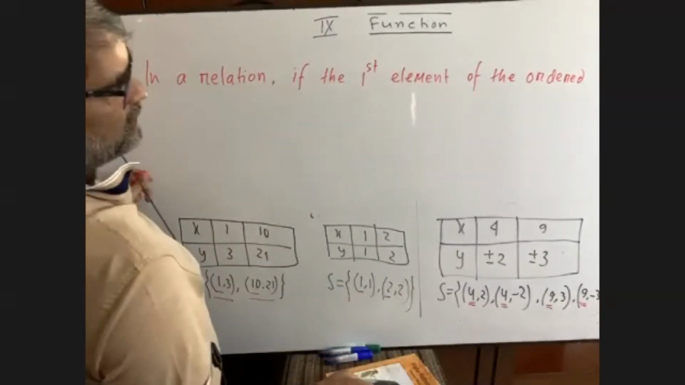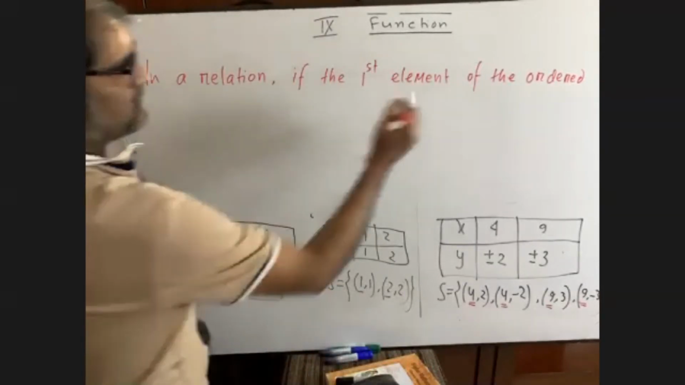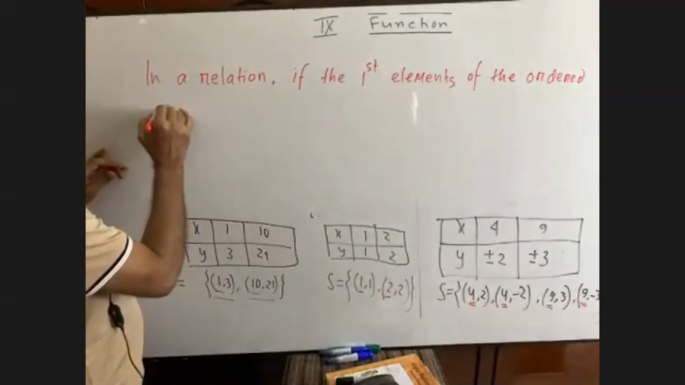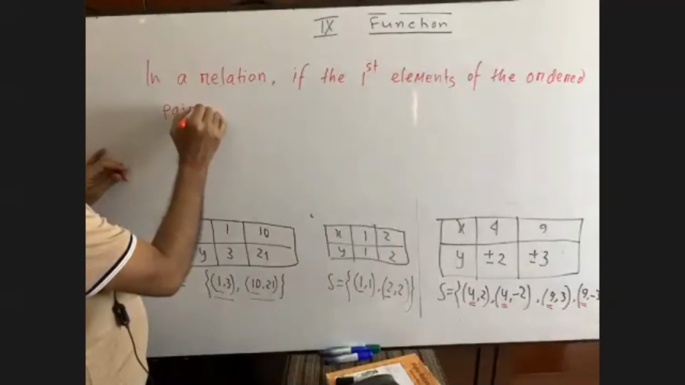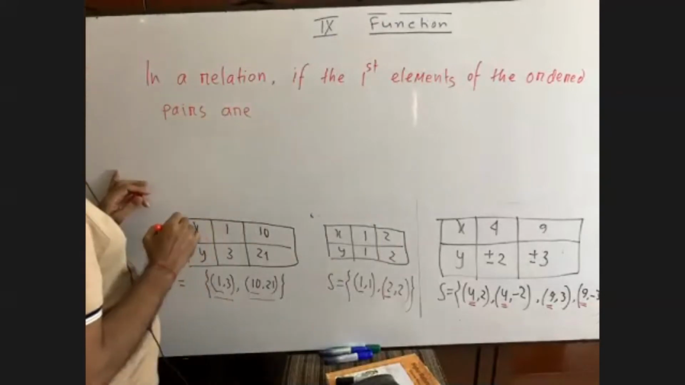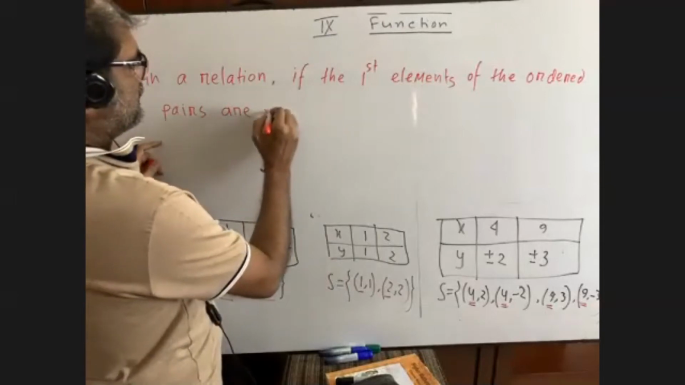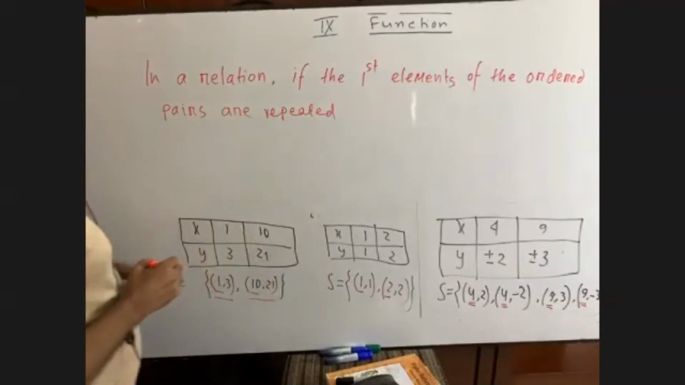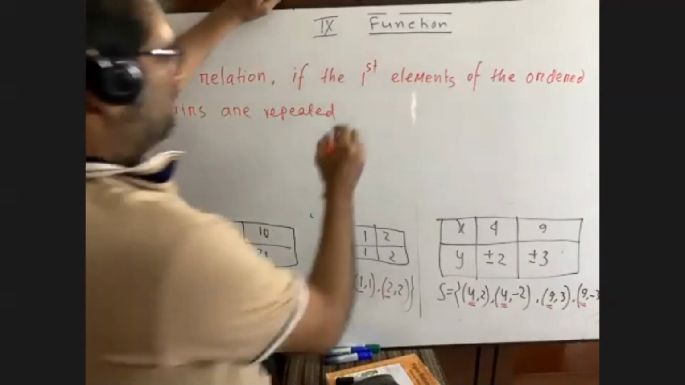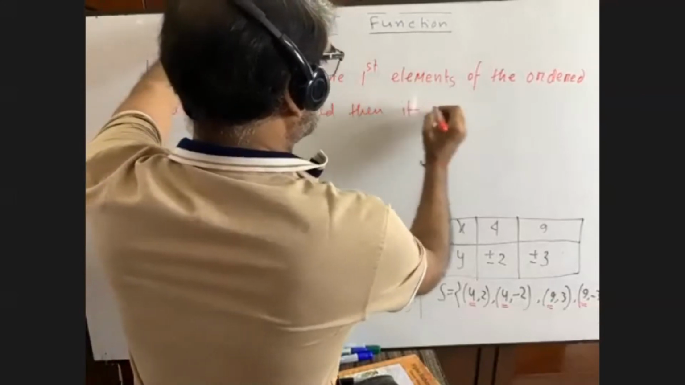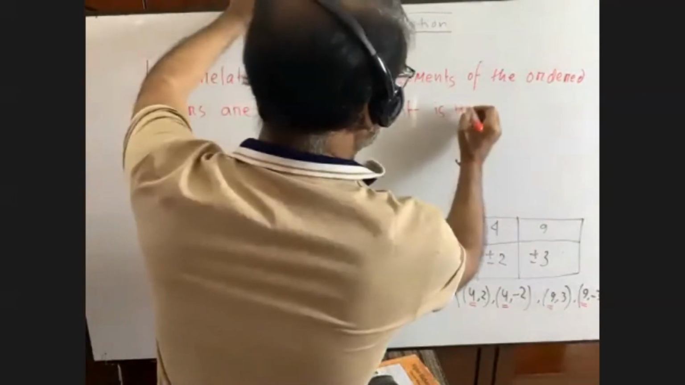If the first elements of the ordered pairs are repeated, then it's not a function.